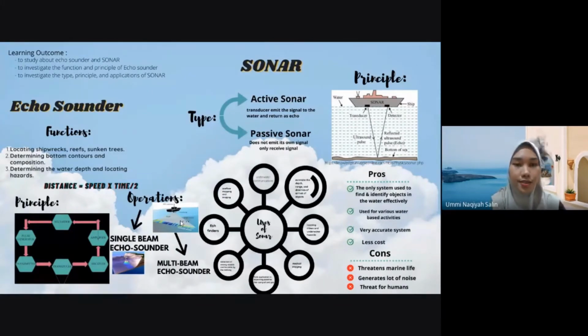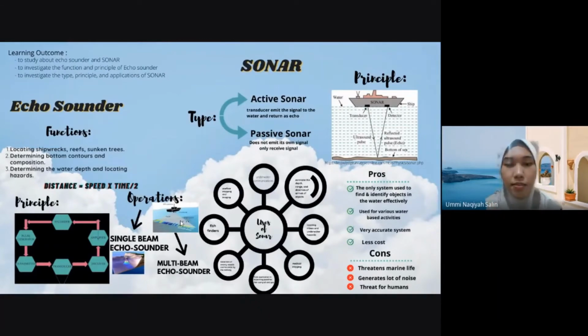There are two types of operations in echo sounder, which use single beam and multi beam. A single beam echo sounder is generally equipped with a transceiver, which is a transducer and receiver mounted to the ship, and it is used to measure the water depth directly beneath the research vessel.